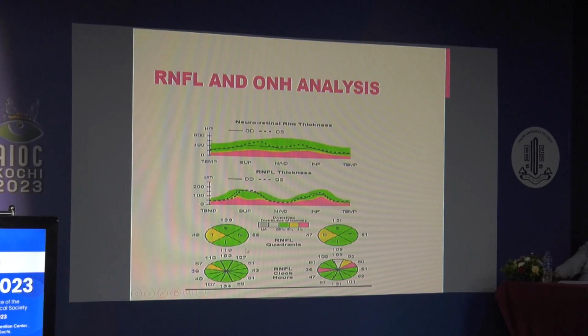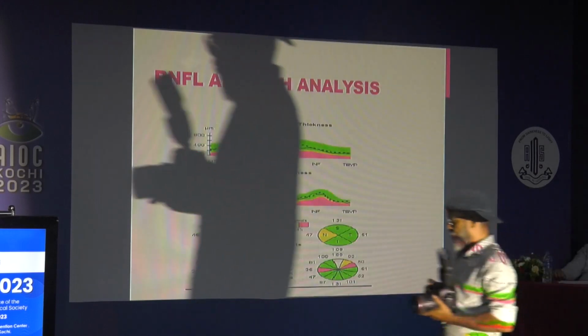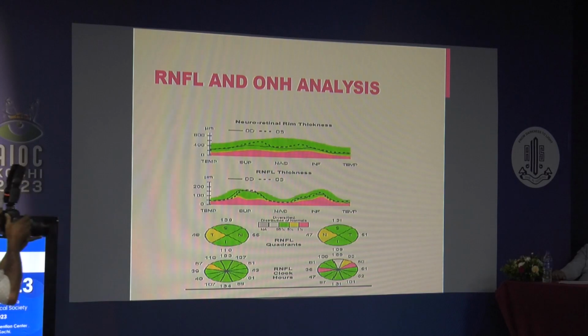And RNFL is also shown in quadrant and clock hour. So what is the importance of showing in the clock hour and quadrant? The importance is initially the glaucoma loss is sectoral. It is in a specific clock hour. So for example, in this case, you can see it is red here, yellow here and white here. White means it is thick, it is borderline, it is thin. But when you see the quadrantic map, it is flattened. It has become green. So it will give you the assumption that it is normal, but you should always look at the clock hour and correlate it with your visual field and clinical photograph.